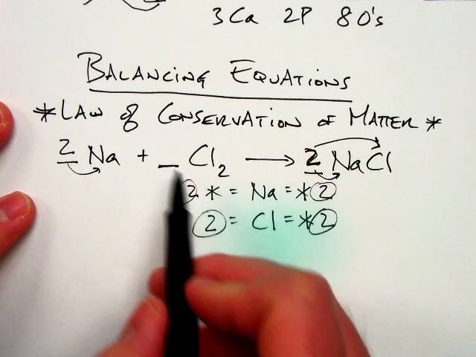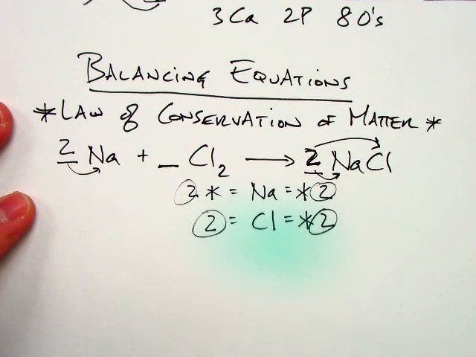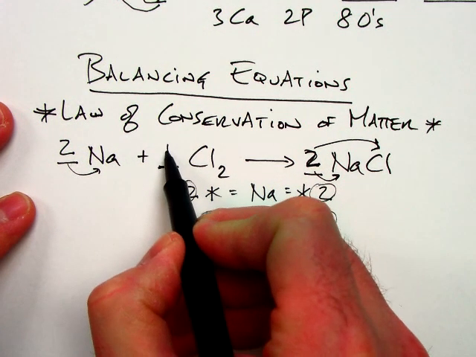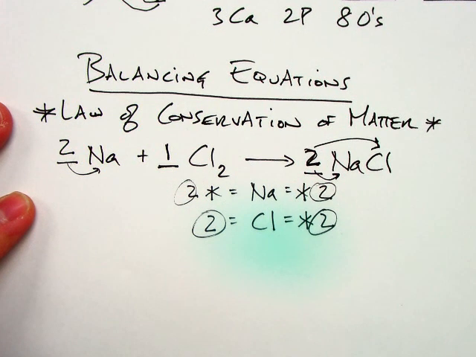You don't have to put a 1 here. You can. If you're working on the computer, you do want to have a 1 here because computers don't like empty spaces. So some of the online activities that you're going to do, you're going to need to put 1s in there if you're online. Okay, but that's how you balance equations. Here's another example.